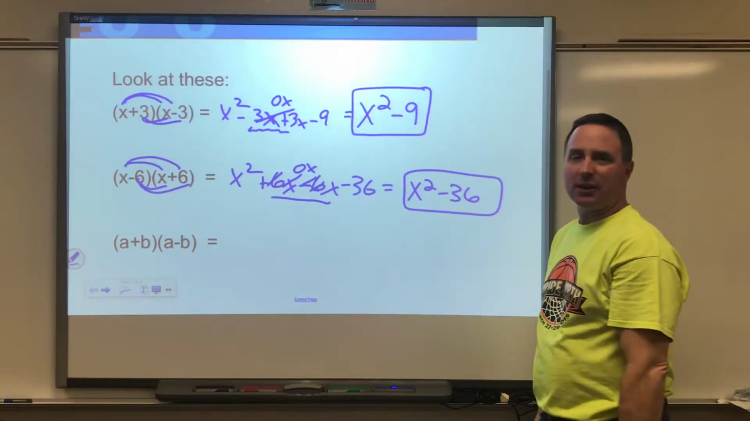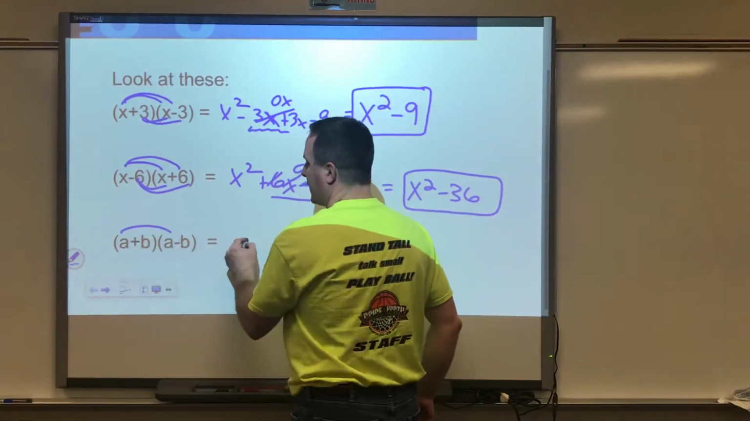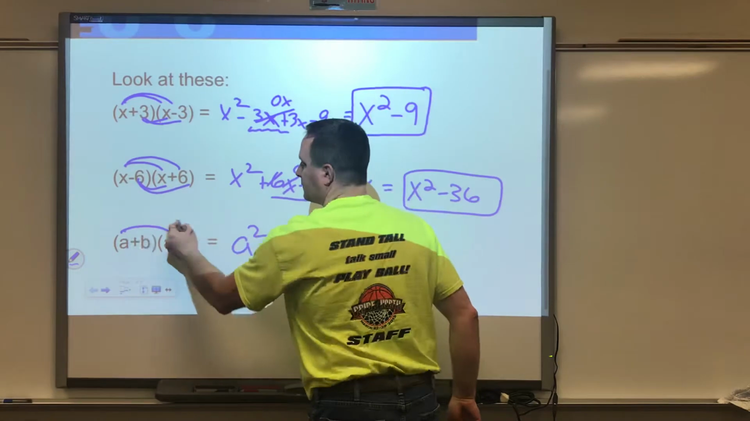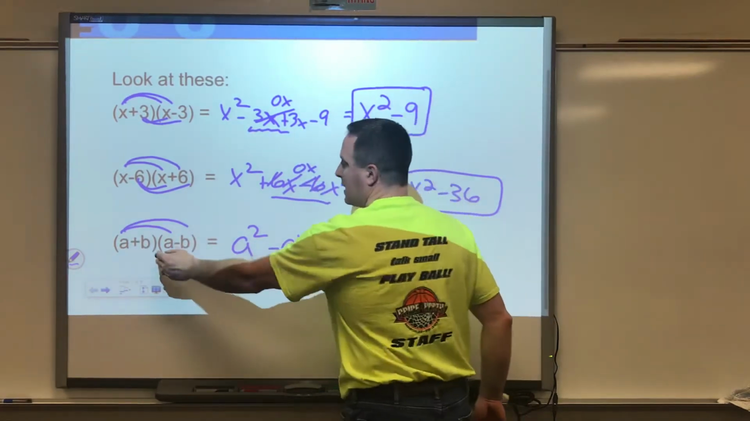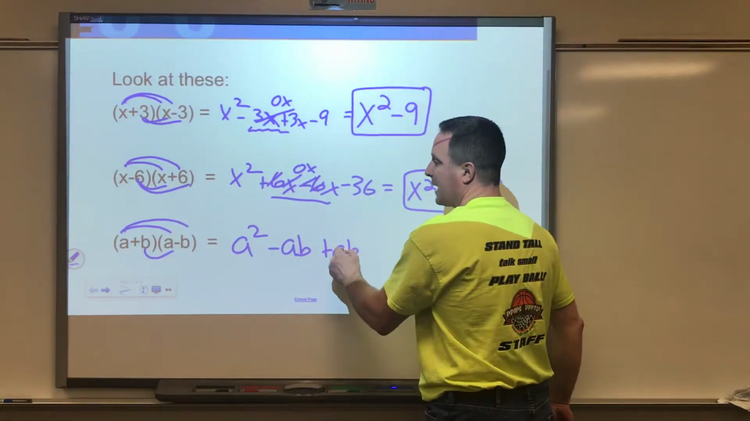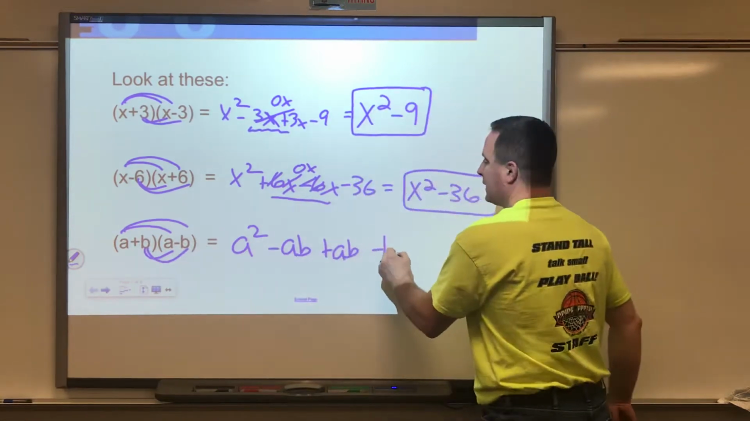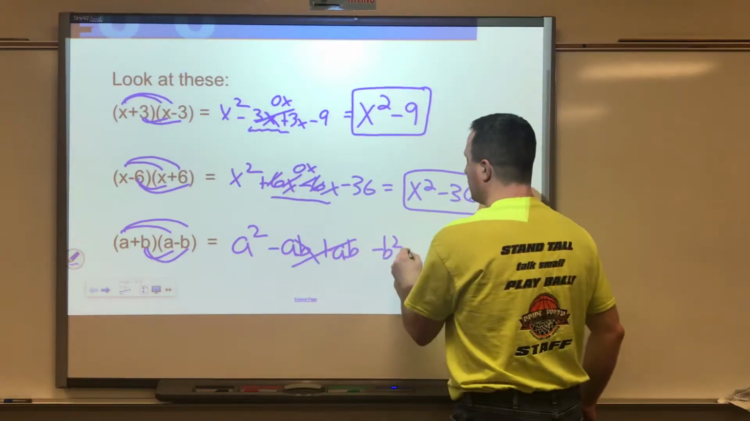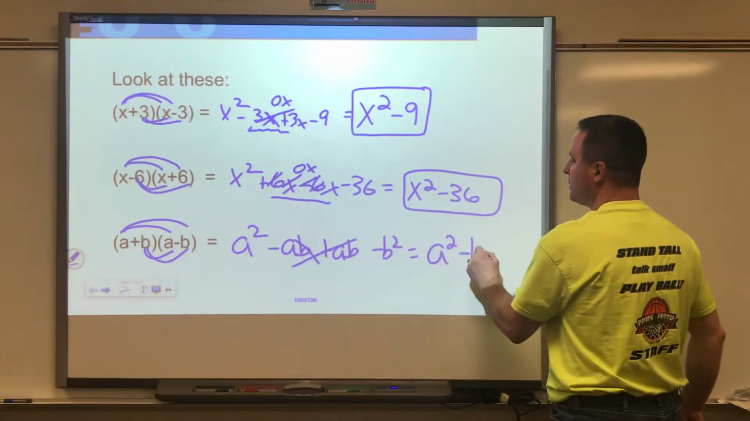Seen any patterns at all? Can I do the same thing with a's and b's? I get a squared minus ab plus ab minus b squared. And again, the middle ones go away, and I just end up with a squared minus b squared.